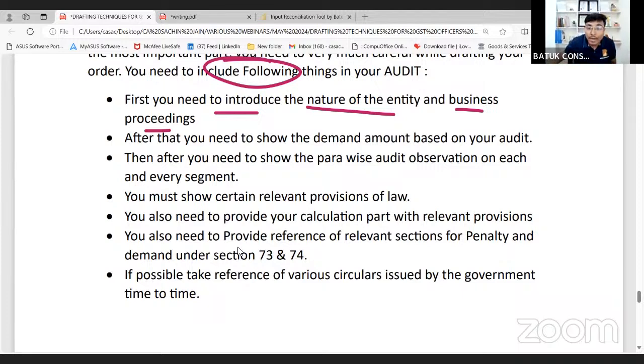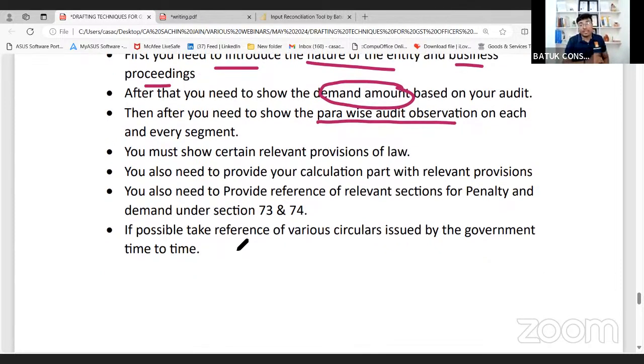Then you need to show the demand amount based on your audit. That is, on the basis of my audit, this is the complete demand. Once you have shown the complete demand there, then after that you need to show the para wise audit observations. First para related to difference between 3B and 1, second para related to difference between 3B and 2B, third para difference between the RCM payable, fourth para on account of ineligible input tax credit, fifth para on account of non-reversal of ITC on account of non-payment to the supplier within 180 days. So you just need to present the paras.